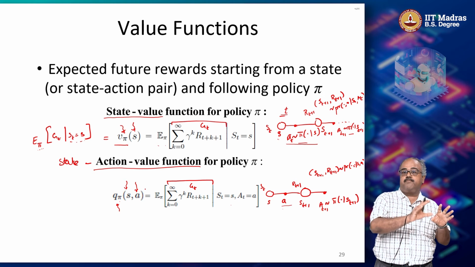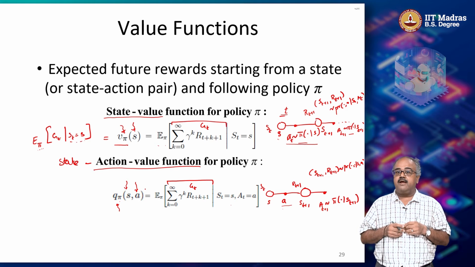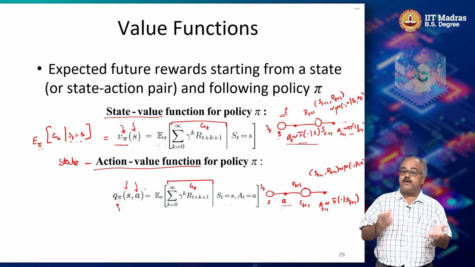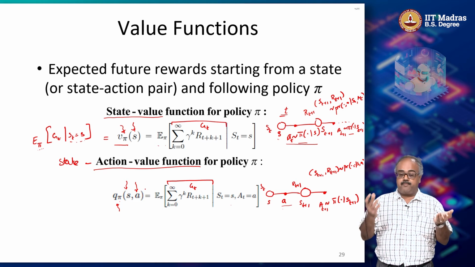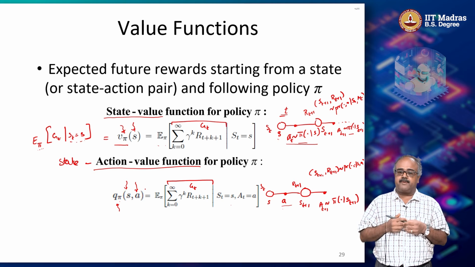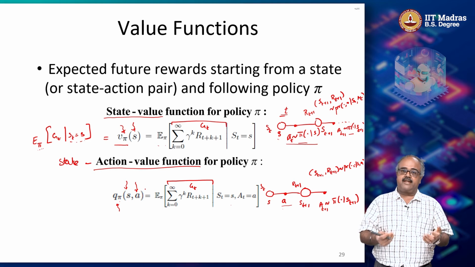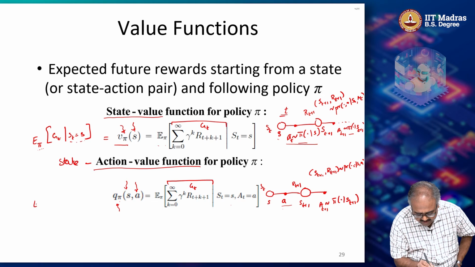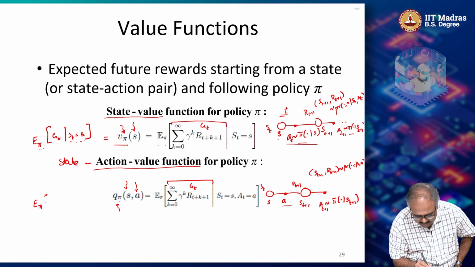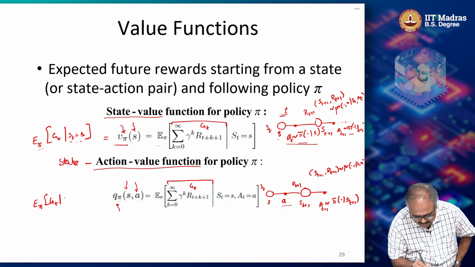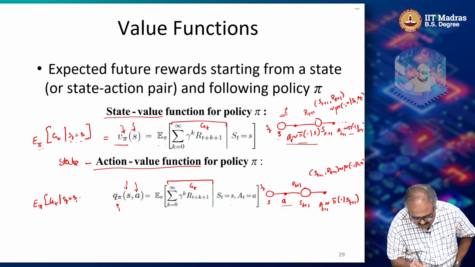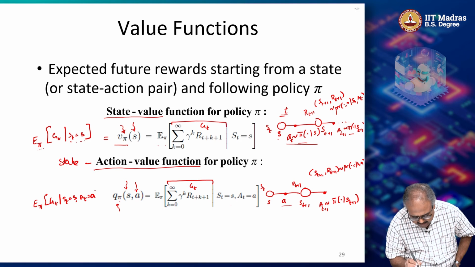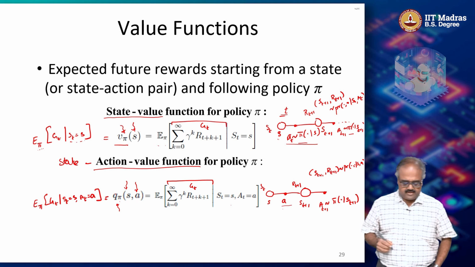So if I have a q pi that I have already found, then I can use that to compare A1 and A2, saying that okay, q pi is all fine, but in this particular state, is A1 better than A2? So I could do that comparison, right. Just like we had earlier, I can still say this is the expected value of GT given ST equal to S and AT equal to A. That's what q pi S, A is.